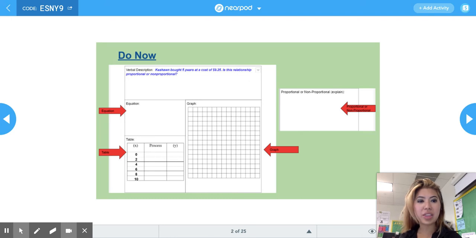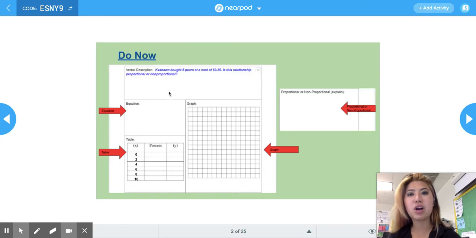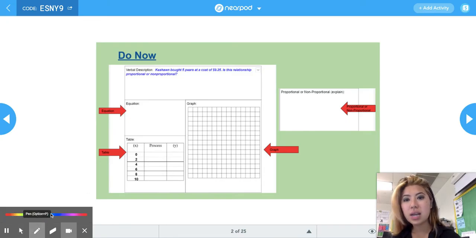Welcome to today's math lesson on distinguishing, or telling the difference, between proportional and non-proportional situations from tables, graphs, and equations. Our do now reads: Keyshawn bought 5 pears at a cost of $9.25. Is this relationship proportional or non-proportional?